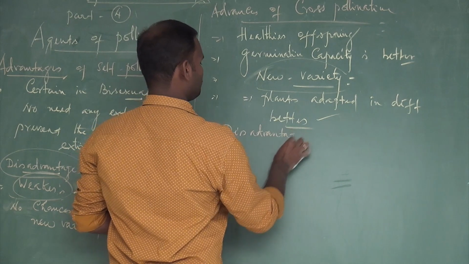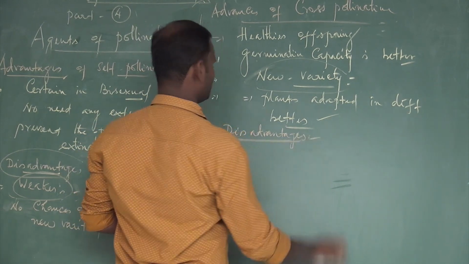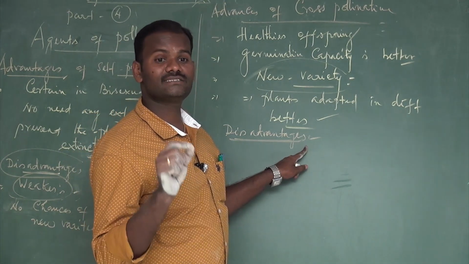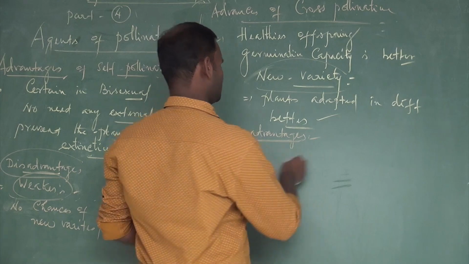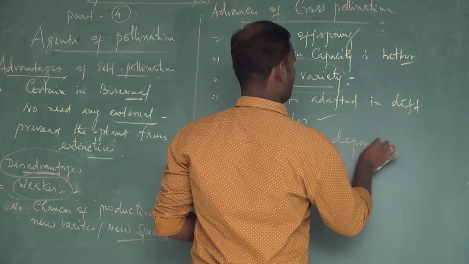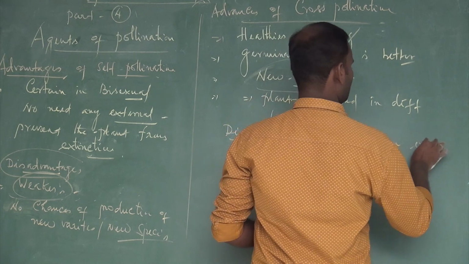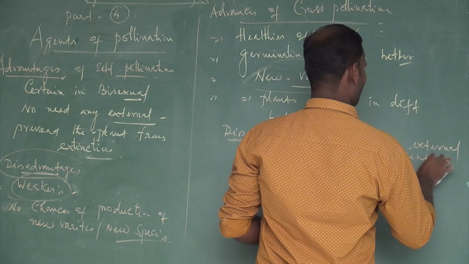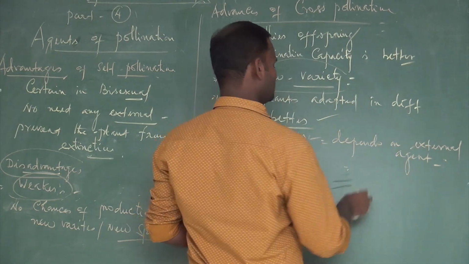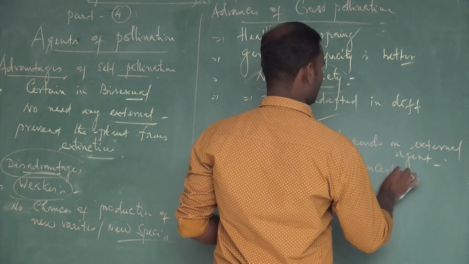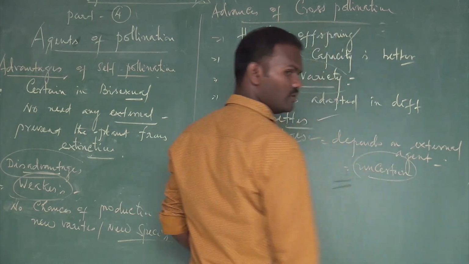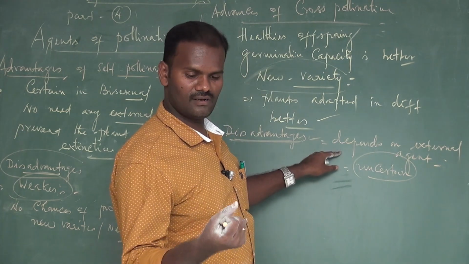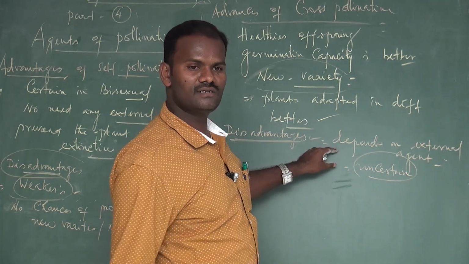Disadvantages. What are the disadvantages of cross-pollination? Definitely, it always depends on an external agency for pollination. It depends on external agents for pollination. That is why this process is uncertain, not sure. It depends on an external agency, for example wind, water, birds, insects.